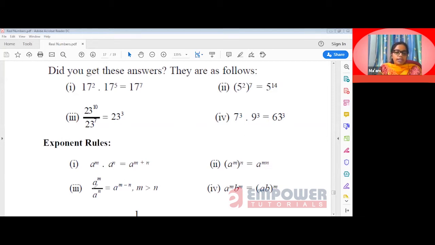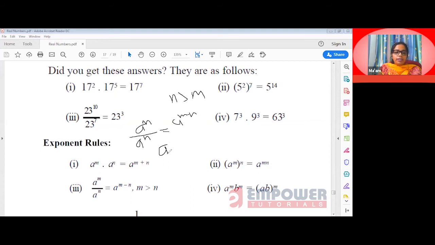When you have same base but there is a division sign over here, a raised to m upon a raised to n is equal to a raised to m minus n, provided that m is greater than n. What if I have something like this, a raised to m upon a raised to n, so I will do m minus n, but here n is greater than m. So what will be the answer?